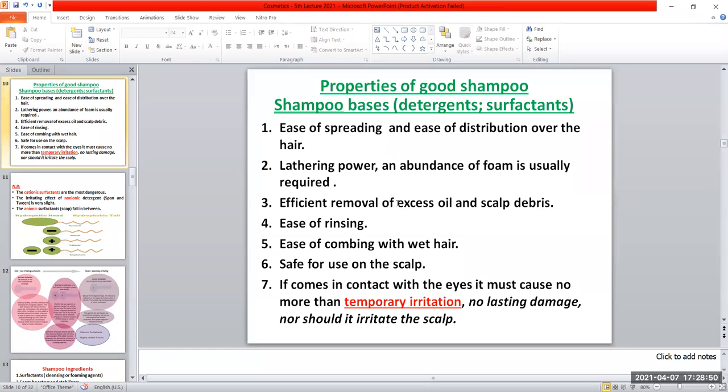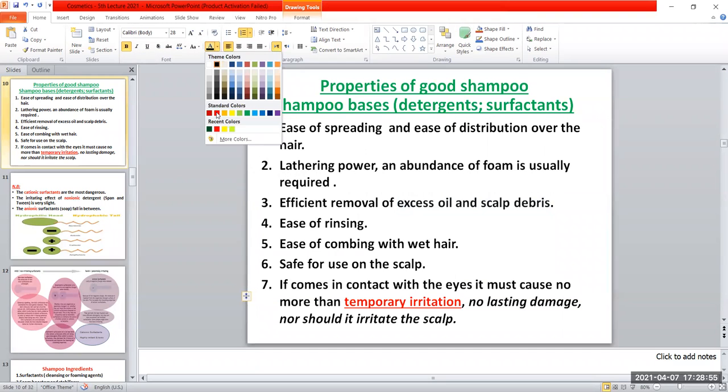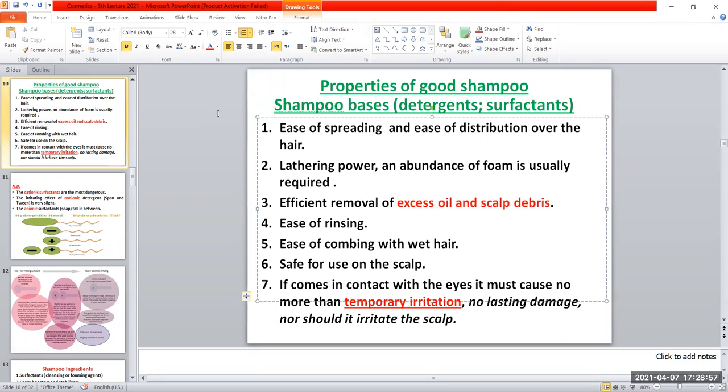Efficient removal of excess oil and scalp debris. هنشيل كمان الأويل والسكالب دبرس. عشان كده قلنا ان الشامبو بيزس should contain surfactants and detergents to be able to dissolve these oily components or this oily matter and this debris and grease present on the hair.